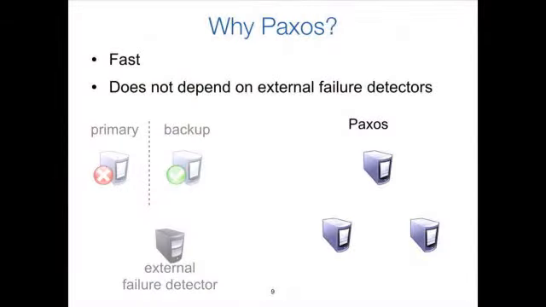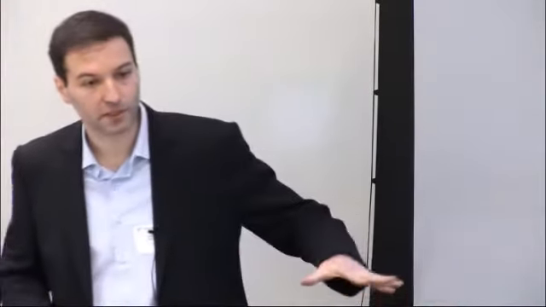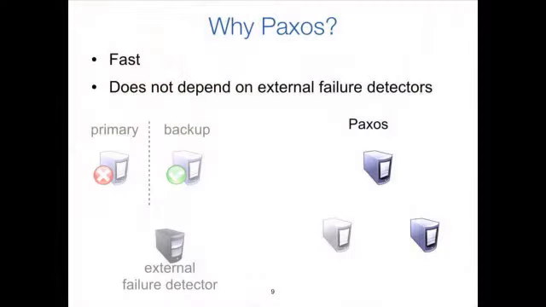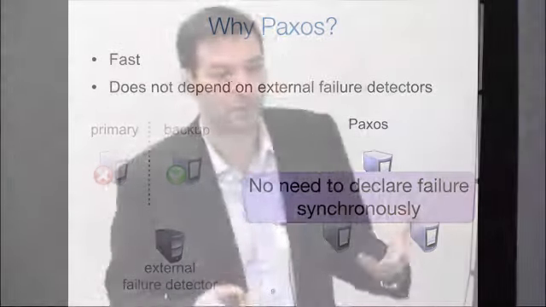In Paxos, we don't have that problem because we use more resources. So here we have 3 replicas instead of 2 to tolerate a failure. But any of these replicas appearing to have failed, or any network partition setting in, will not cause the majority to stop working. And in fact, we don't have to declare failure synchronously. If a replica appears to have failed, we just continue going with the majority.